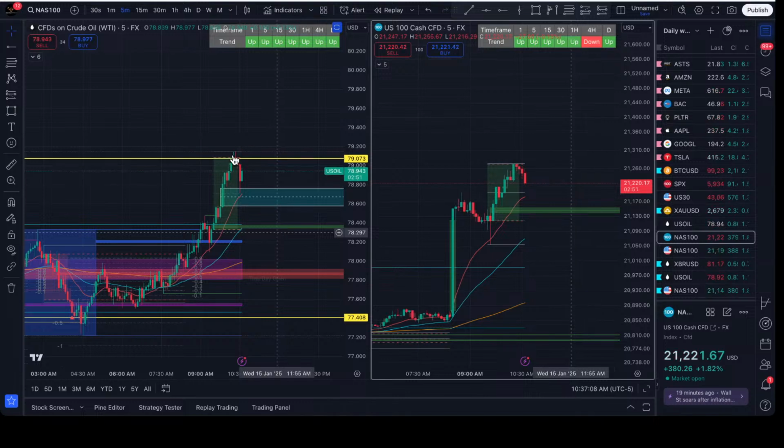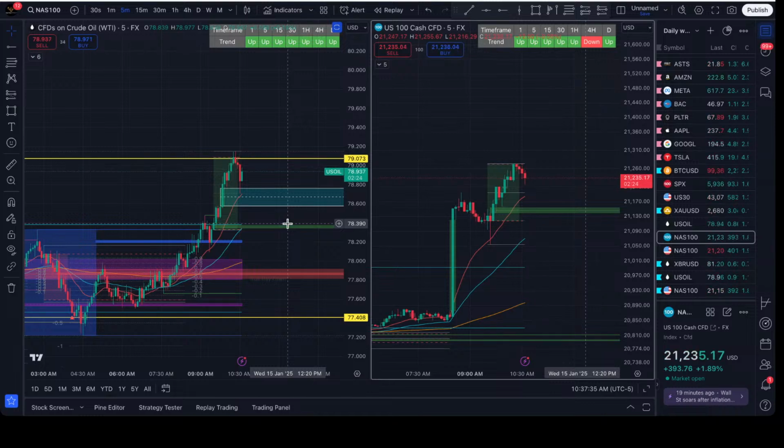So since we've taken out previous day's highs, for oil, I want to see a confirmation first before we make any moves. Unless we just drop all the way down and we get another reaction off of this first fair value gap or the blue zone. And then if we get a confirmation on any of the other assets, we'll jump on over there.